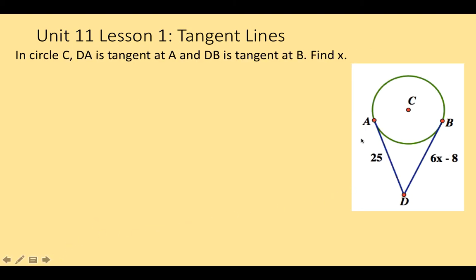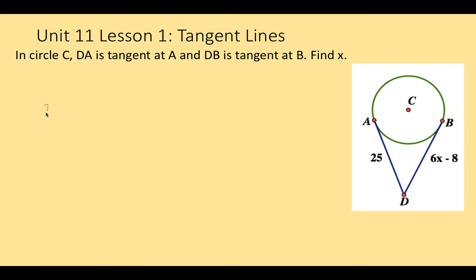Okay, here you've got this circle, and it says DA is tangent at A, and DB is tangent at B. Find X. Well, here we just got to remember that when we have two tangent lines that intersect, those two lines are going to be congruent.